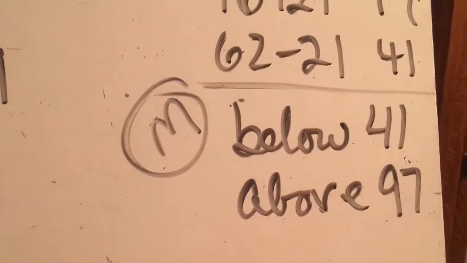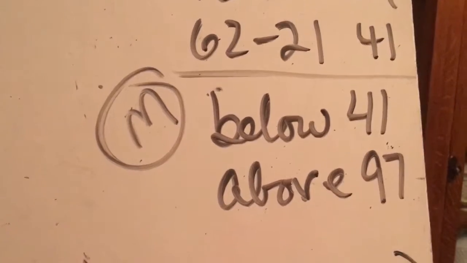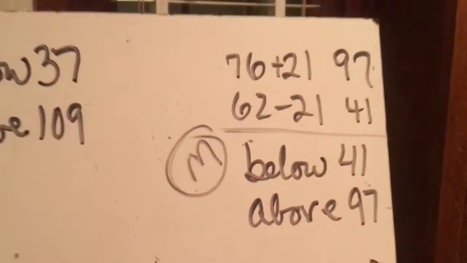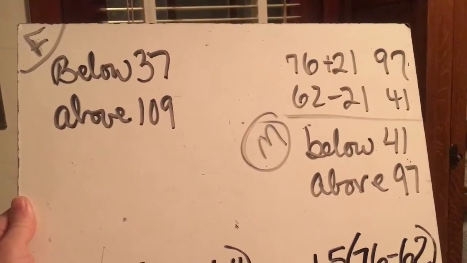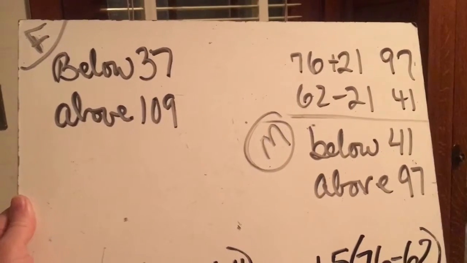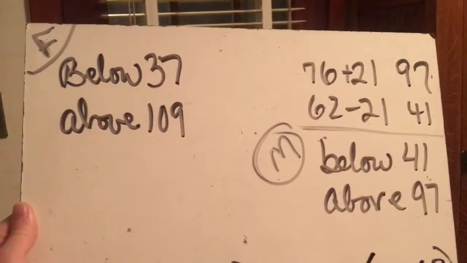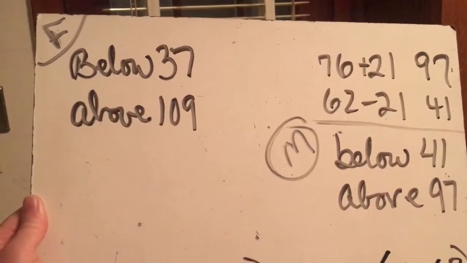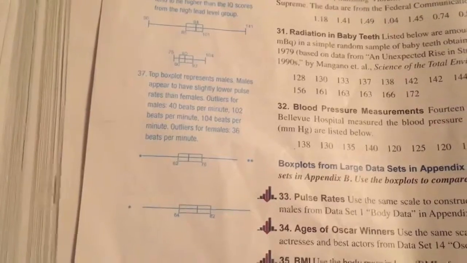And they gave you specific values. In other words, they looked at all the data sets that were in that range, but they only came out with 3 outliers altogether. So that was a range of outliers. The females would be below 37 or above 109, and the males would be below 41 and above 97. And there you have it. And right there is the answer key for number 37. And you can see how they put the little dots on the modified box plot. And that is it.